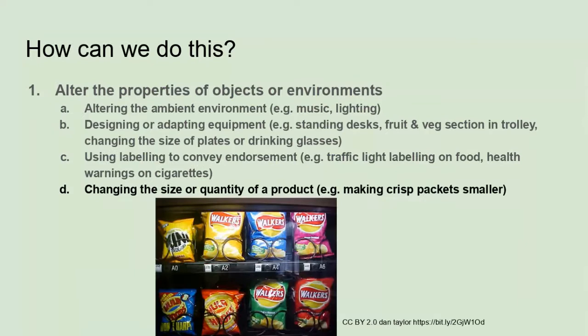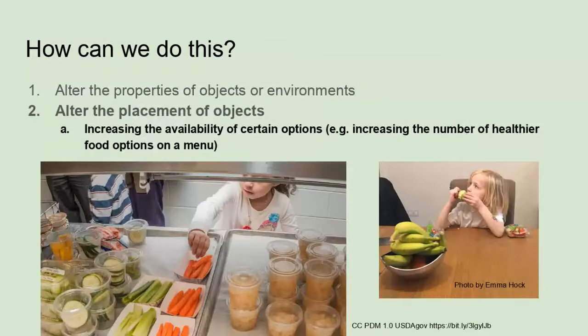So we can also change the size or quantity of a product. The classic example is always Wagon Wheels, isn't it? Wagon Wheels are smaller than they used to be. It's to change the size of products, so crisps, chocolate bars. The size has gone down of some of those. And the idea is that because people perceive the size of a packet of something as being a portion of that thing, they would then eat less if the portion was smaller. And that's a subconscious thing.